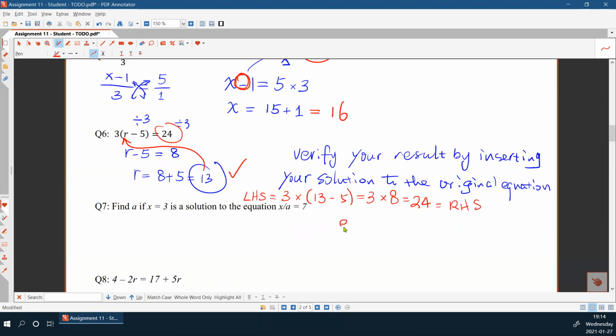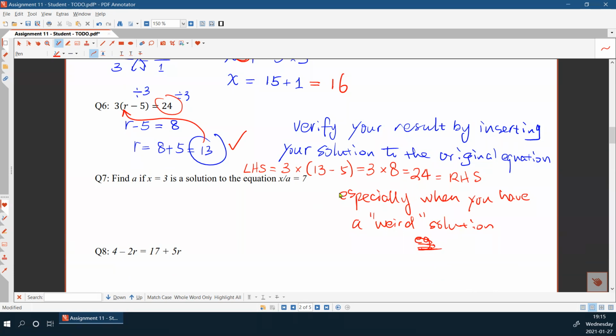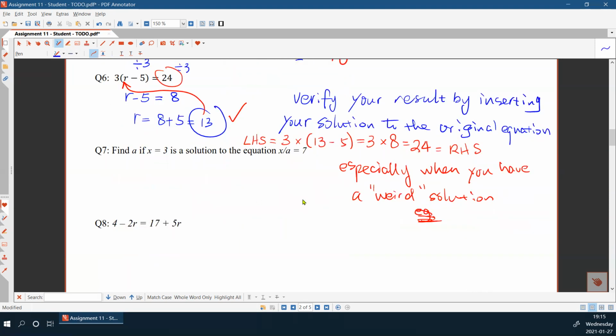Especially when you have some kind of weird solution, such as a very large number or a very unusual fraction, something you don't think is normal. You can always put it back into the original equation. Understand? Okay, next one.